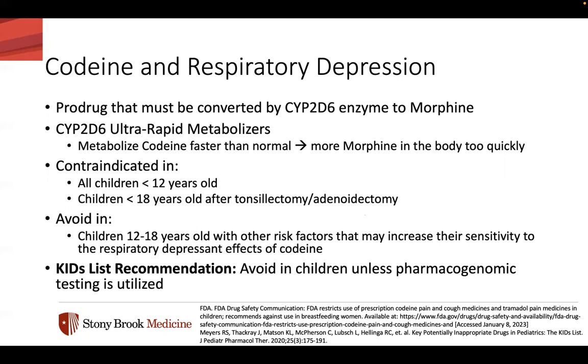So the KIDs List recommends avoid in children unless pharmacogenomic testing is utilized. So avoid is more of a hard stop. Unless you get this testing that proves that they're not an ultra-rapid metabolizer, you definitely do not want to use it.